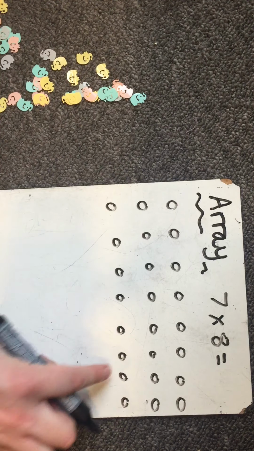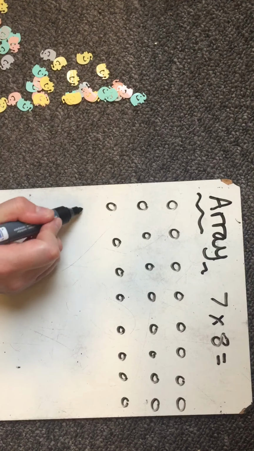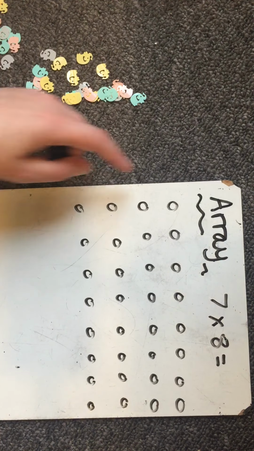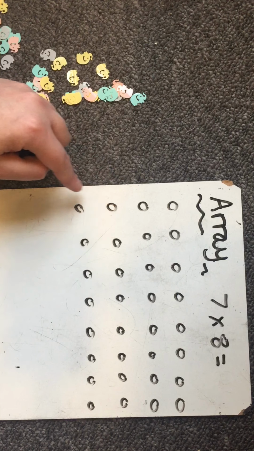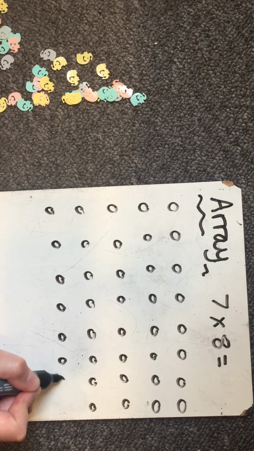1, 2, 3, 4, 5, 6, 7, 8. How many have I got so far? 8, 16, 24. 4 rows of 8. How many have I got so far? 8, 16, 24, 32. 5 rows of 8. How many do I have now?